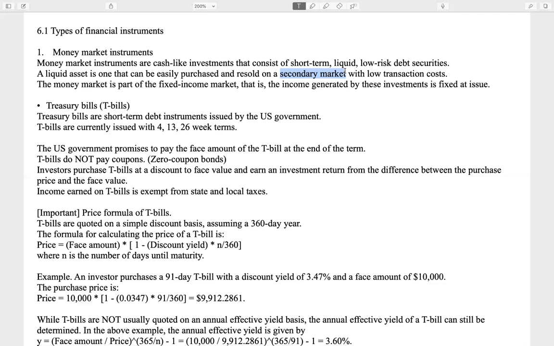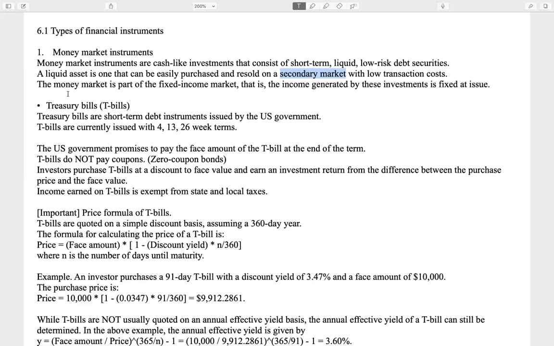For instance, what would be an illiquid asset? Let's say real estate. It's a standard example of illiquid assets because when you want to sell a house, it's not easy, right? And the transaction fees are relatively high, right? So 5% to the agents, and usually it will take a long time. So that's why it's not considered liquid. But the U.S. Treasury Bills, the ones we are going to introduce, are highly liquid. Okay.